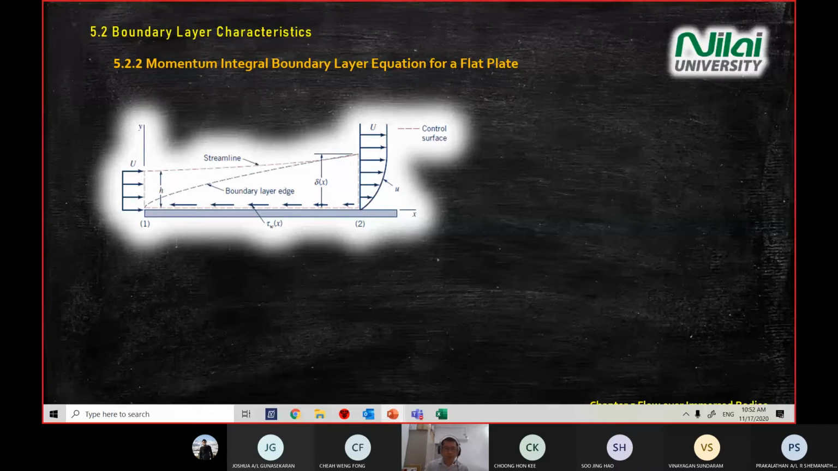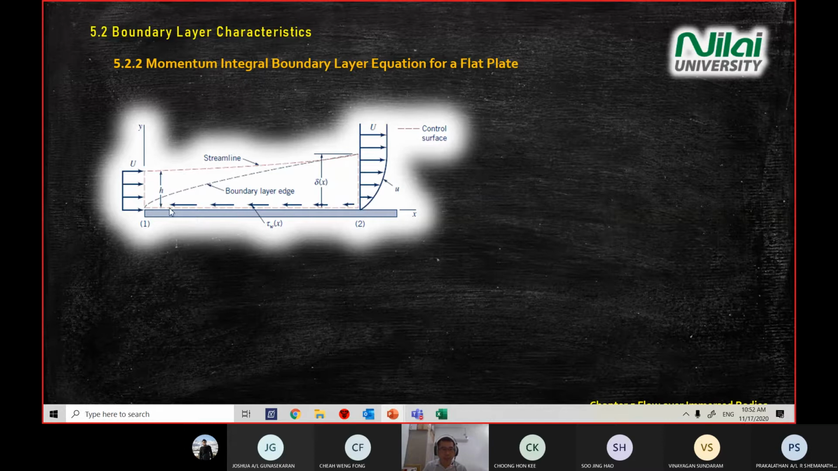Just recall that our lift and drag consist of pressure and shear stress, so we'll look at these two components. H is denoted as our streamline, and delta x means our boundary layer thickness as a function of x. As we increase x, you see the thickness of our boundary layer grows.